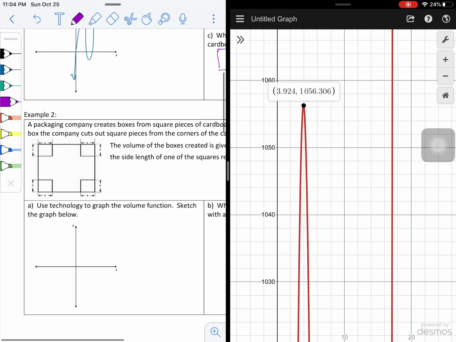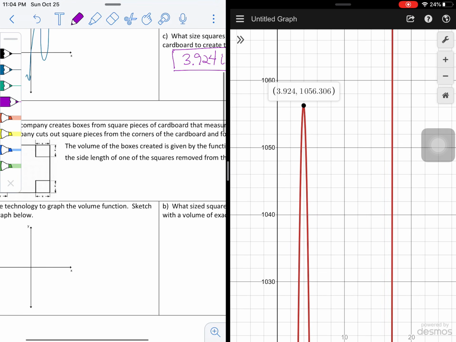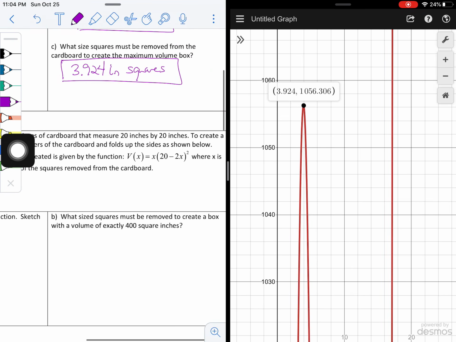Now, example number 2 is the exact same thing, except we're changing what kind of cardboard we're starting with. So over here it says we're creating from square pieces of cardboard that measure 20 inches by 20 inches. So now we have a new function. So we've changed our function here. We've got this one right here, okay? And again, we're not going to ask you to make this function. We're going to ask you to manipulate the function, to actually use it.